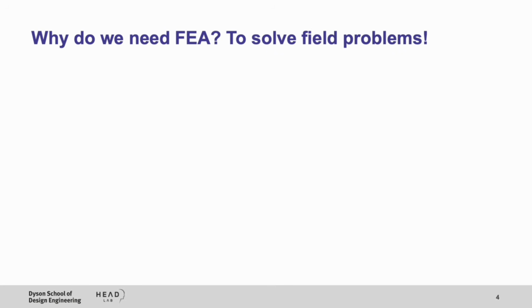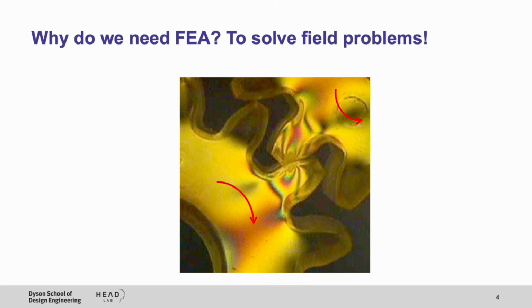Of course, the key question is, why do we need FEA? Well, the short answer is to solve field problems. What are field problems? I have an example of a field problem here. In a field problem, we try to determine the distribution of one or more dependent variables so that they can satisfy a differential equation over the field or domain and satisfy certain boundary conditions.